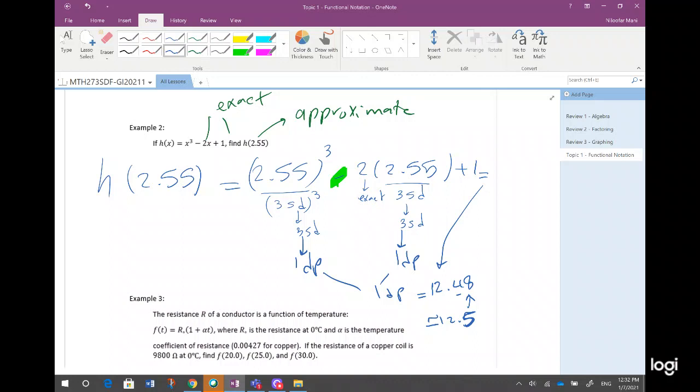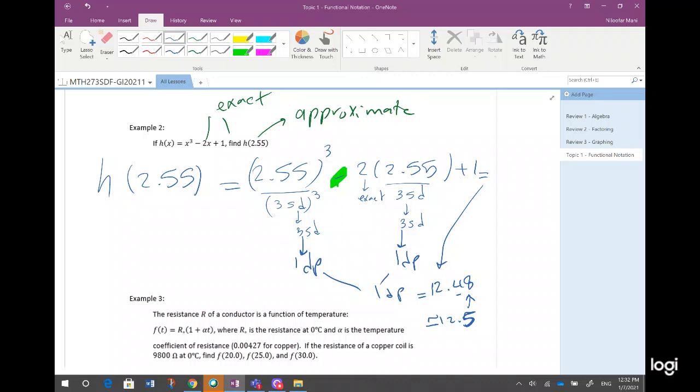If you have a function, for example h of x, you cannot say h multiplied by x, you cannot separate. You substitute a value for x and you find the result. Then 2.55 doesn't exist anymore, because it's used to calculate the output, and I just have the output.